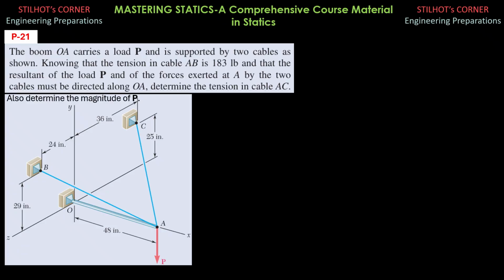So problem 21. The boom OA carries a load P, which is this, and is supported by two cables as shown, these two cables here. Knowing that the tension in cable AB is 183 pounds and that the resultant of the load P and of the forces exerted at A by the two cables must be directed along OA, determine the tension in cable AC. Then also determine the magnitude of P, just a follow-up.